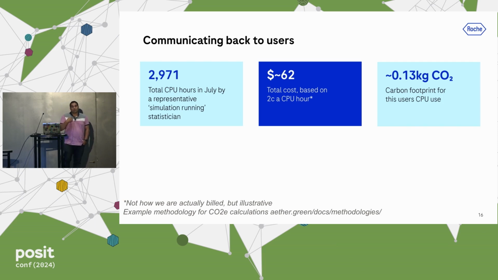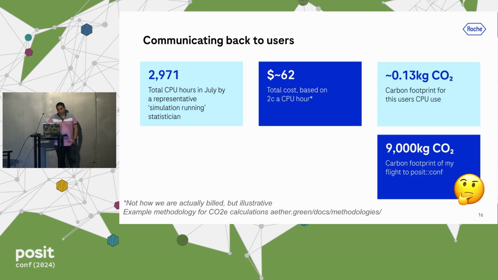Because Roche also does stuff like when you book a flight through the company, they tell you your carbon footprint. And when I was making the slides, I got back the flights. So the flight here was 9,000 kilograms. This person who did a crazy amount of simulations was 0.13 kilograms. And is that actually going to steer the person in the right direction if we start sharing this information back to them? Maybe they'll say, actually, that's hardly anything. I can now increase my bootstrap to 100,000 or something like that.